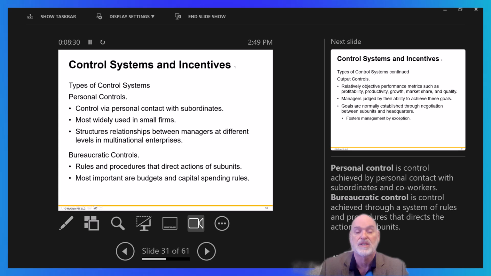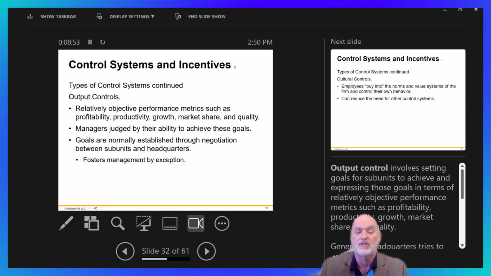Types of control systems. You have personal controls, control via personal contact with subordinates, most widely used in smaller firms. Structures, relationships between managers at different levels in multinational enterprises. And bureaucratic controls, rules and procedures that direct actions of subunits. Most important are budgets and capital spending rules.